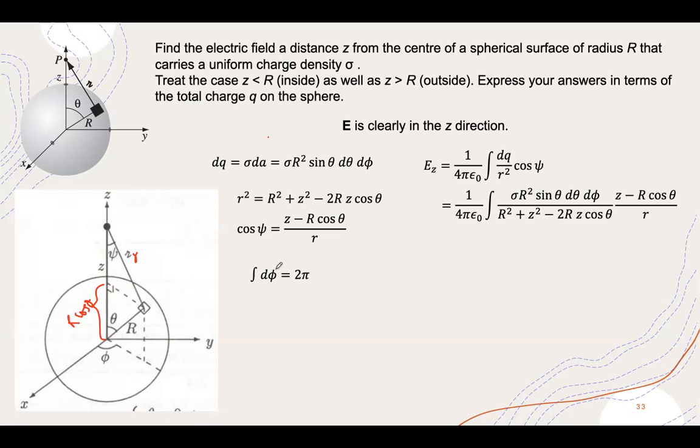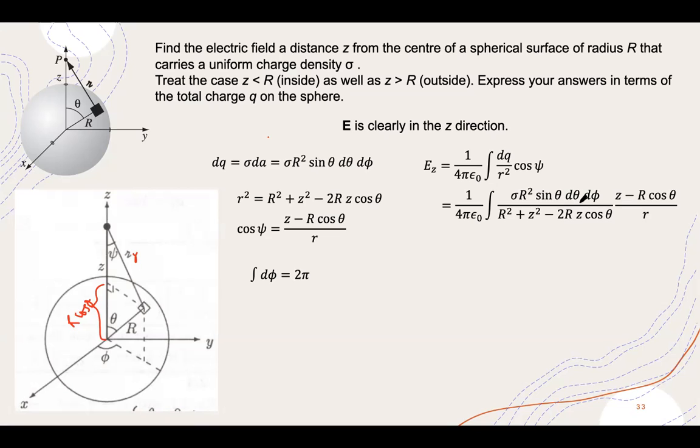One more thing which is important: when you integrate d phi, you have to integrate over the overall cycle, so this is 2 pi. We can just take it out, because the other functions are not dependent on phi, so we can do this integral very easily. As you know, this kind of integral can be done in 3 steps.